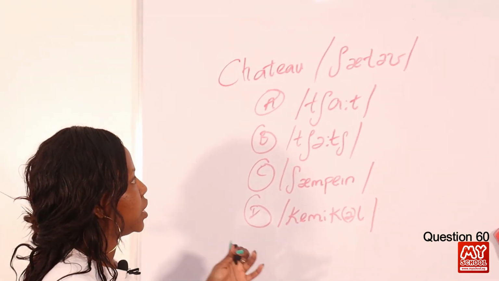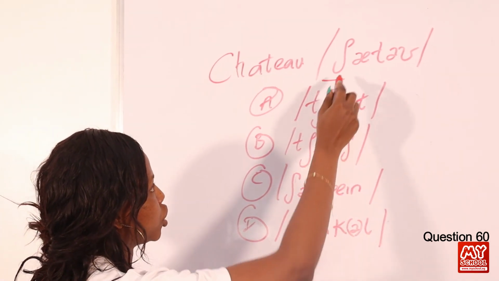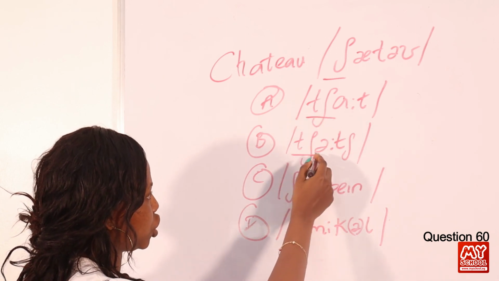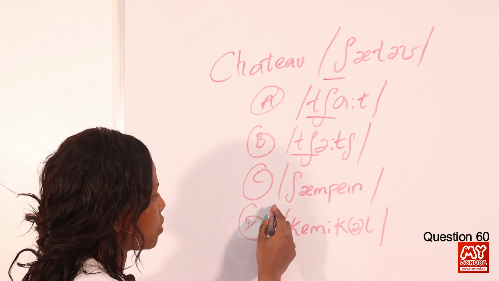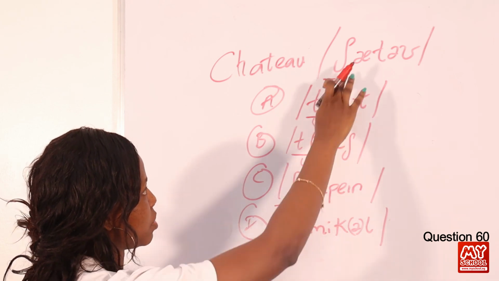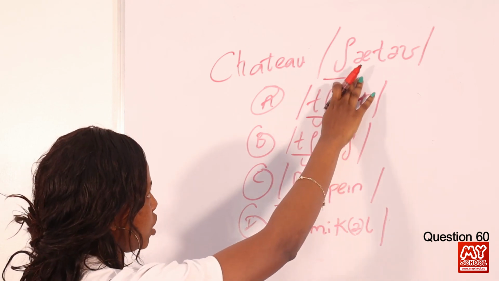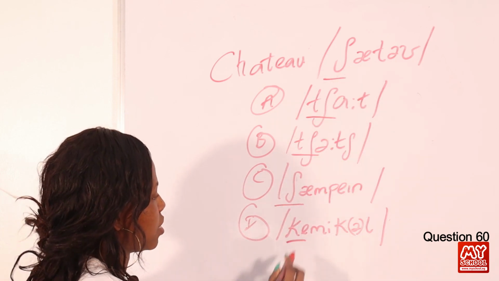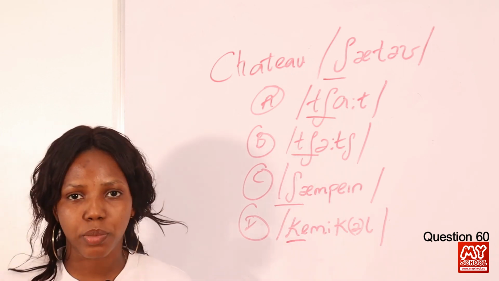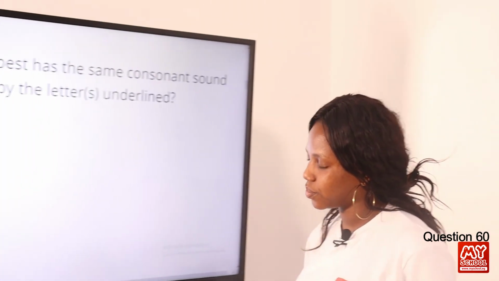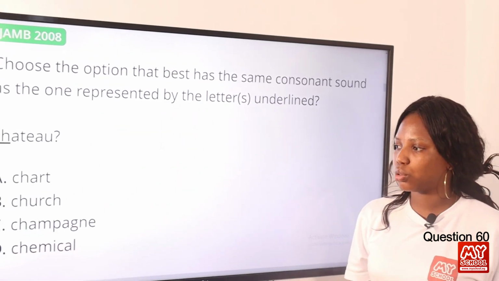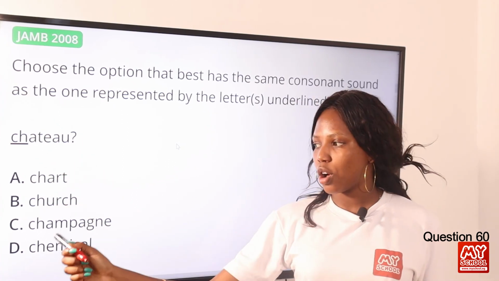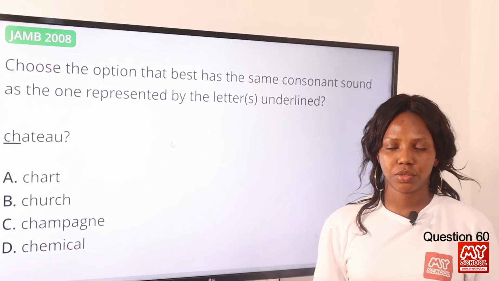So what we have here is sh, okay, and what we have here is ch. This is also ch, and what we have here is sh. Okay, so this is similar to what we have in the question: chateau, champagne. So what we have here is chemical. Okay, now let's go back to the screen. From the transcription on the board, we can conclude that the answer to this question is option C, champagne, chateau. Option C is the correct answer to this question.